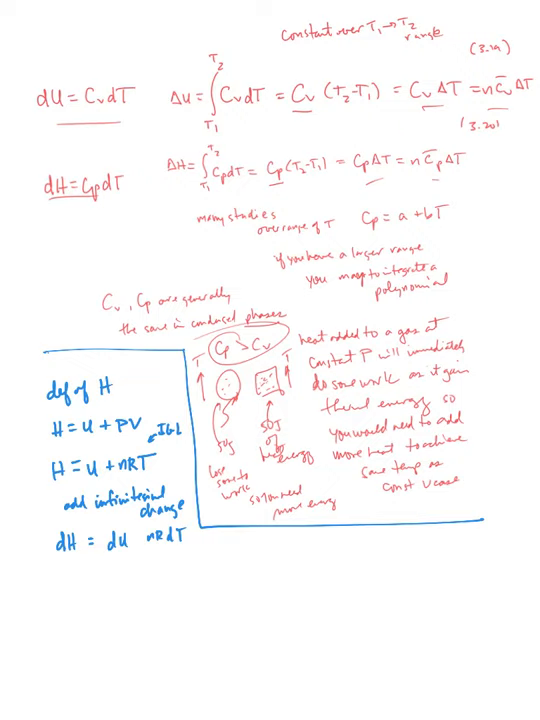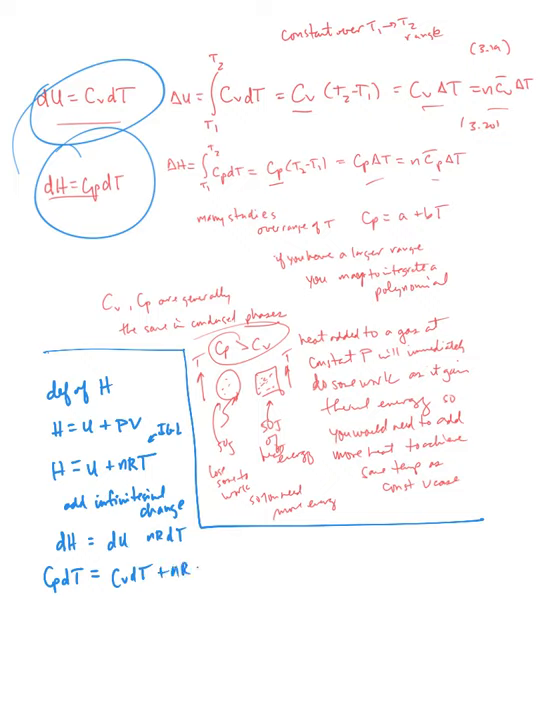Now, we just came up with some definitions not long ago, right? So, where are Cp dT? That was on the previous page. Here we go. So I've got Cp dT. I've got this guy, Cv dT, plus nR dT.